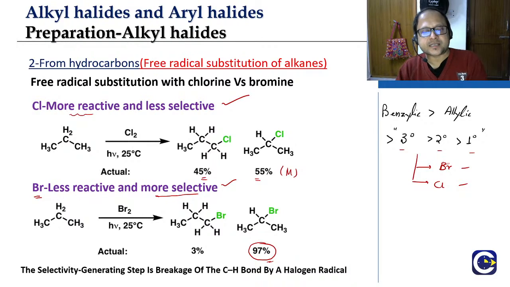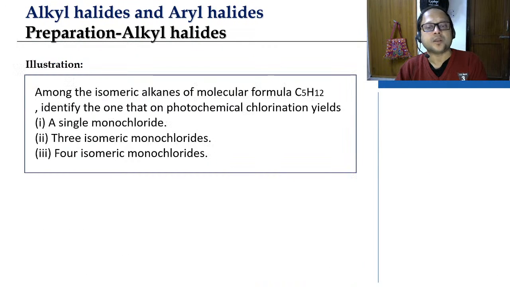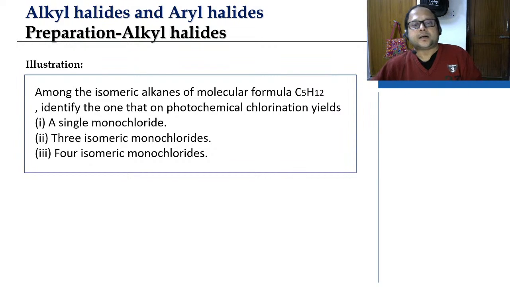So we have discussed this selectivity by halogen radical breakage, how the energy factor plays its role. Okay, let's do a question now. Similar question we did last time also. What we have got here? Among the isomeric alkanes of molecular formula C5H12, you have to identify those isomers which are going to satisfy these conditions.